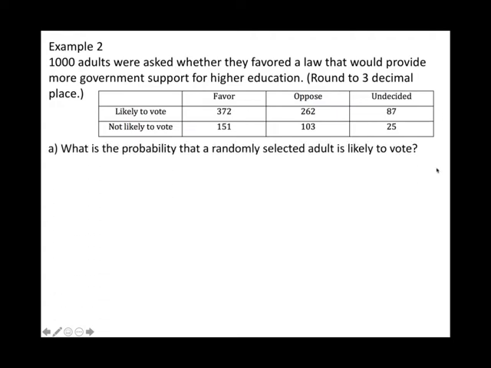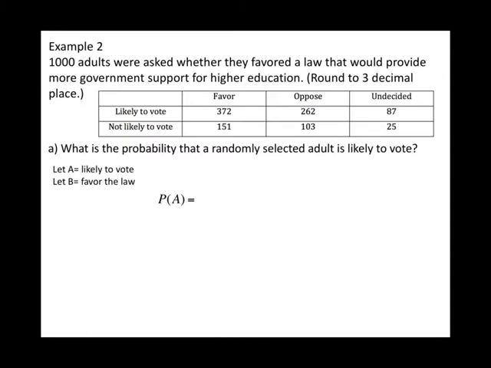So first, what is the probability that a randomly selected adult is likely to vote? Before we work on these questions, let A be likely to vote, and B be favor the law. First, I'm going to write down my notation. I want to find the probability of A, where A means likely to vote.